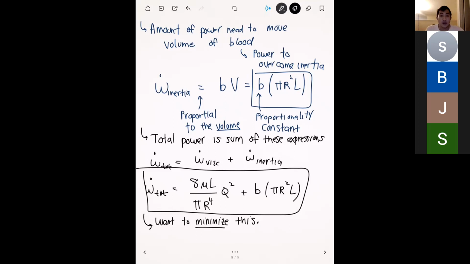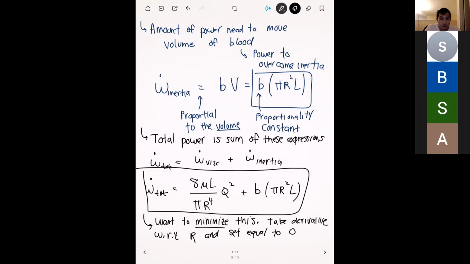Okay. And the way that we can minimize this is we can take the derivative of this expression with respect to r and then set it equal to 0. Remember from calculus, if the derivative of a function is equal to 0, then that means we've either reached a maximum or a minimum.